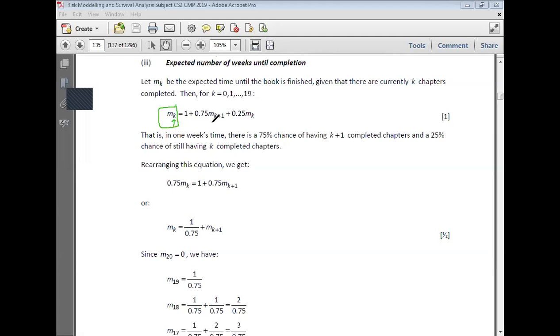So forget about this equation. Let us say I tell you that I care about the expected time until the book is finished, given that currently I have written 18 chapters. If my number of chapters completed is 18, how much time do you think I need to finish the book? What do you guys think this M18 will be? Anyone?